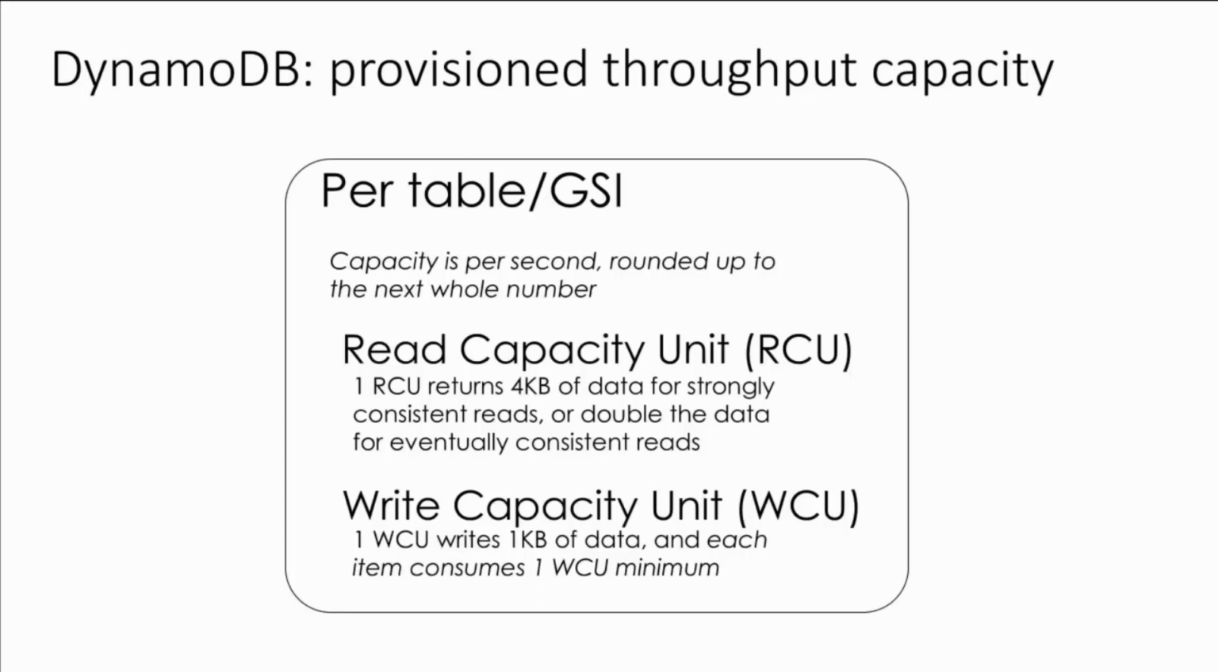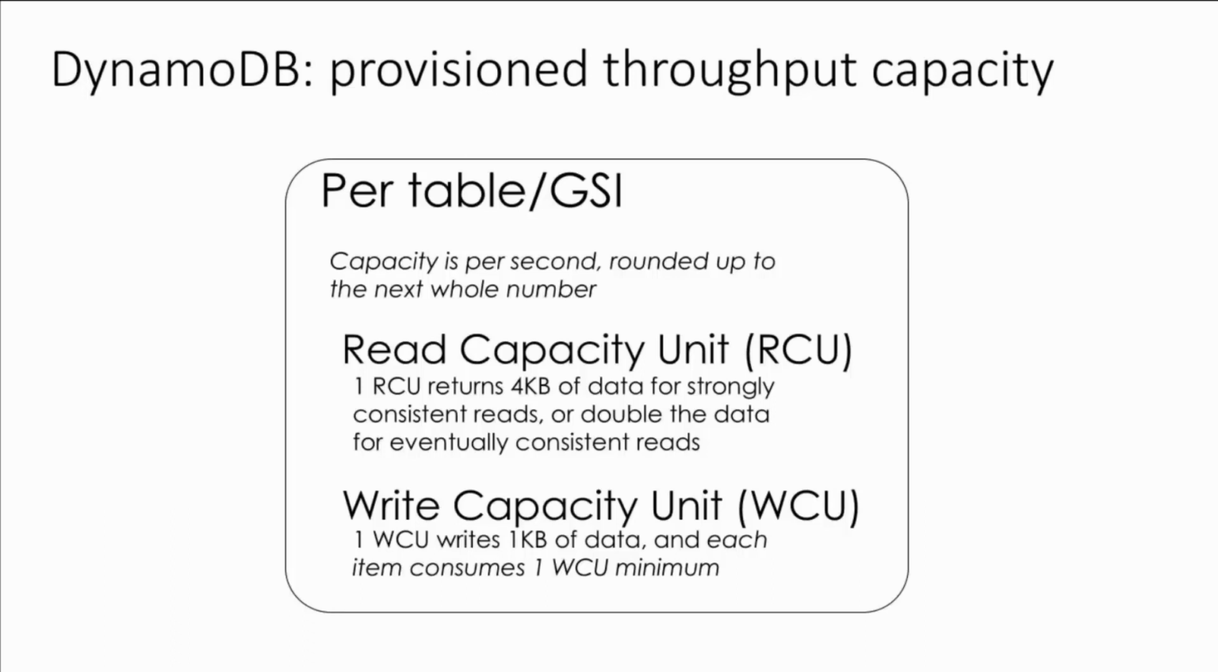Write capacity unit writes 1 kilobyte of data, and each item write will consume at least 1 write capacity unit. Global secondary index will get its own dedicated capacity, and when you query GSI, you consume only the capacity for the GSI.